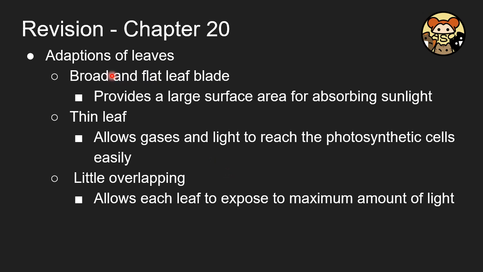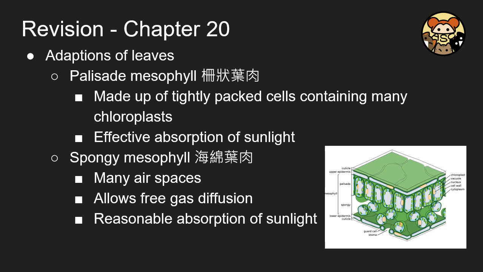Here are some adaptations of the leaf. Remember, they are always complemented with one description and one function. There's one feature, one function. So why are leaves very thin? Because it allows light and gases to reach the photosynthetic cells easily. You can recall your memory in chapter 10.